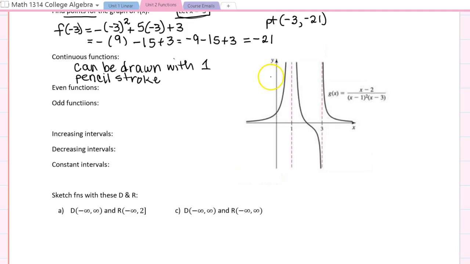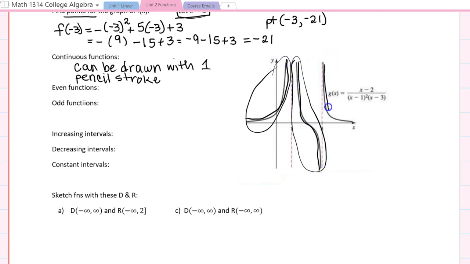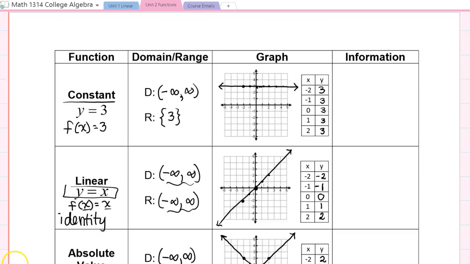In fact, we can see that it has three different parts. We would have to pick up our pencil. We'll draw one leg, and then we'll draw the middle one, and then we pick up our pencil again to draw the last one. So this is not a continuous function. Let's go to our parent functions and determine which of those are continuous.